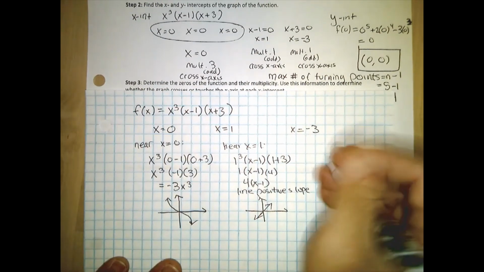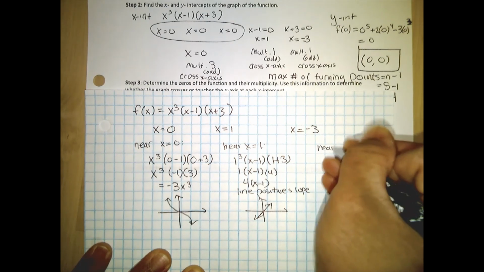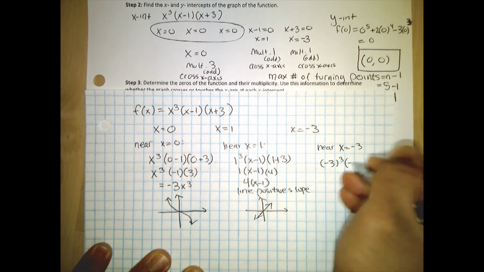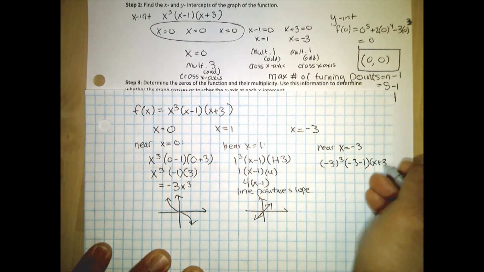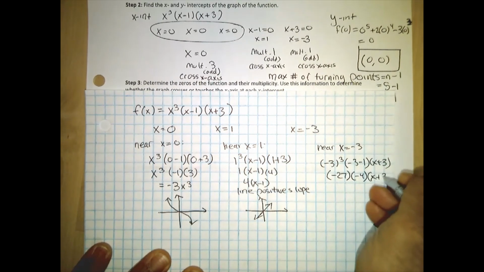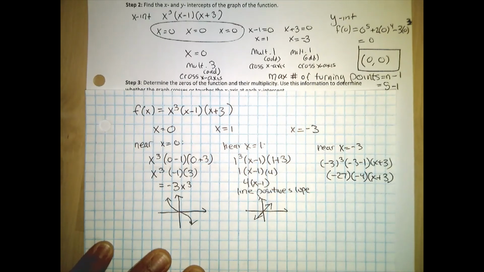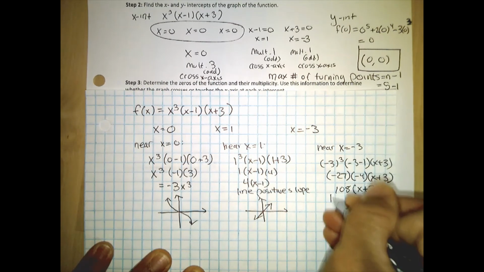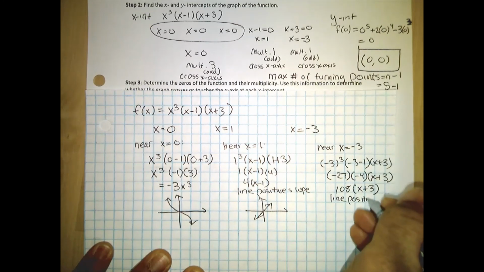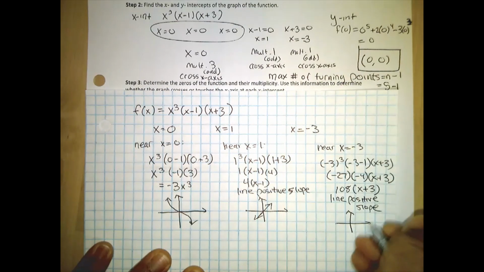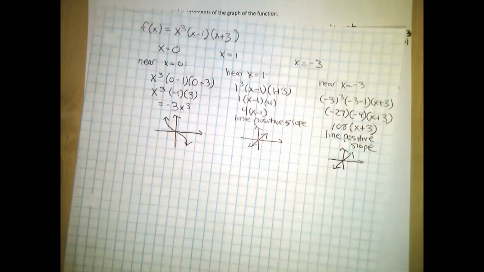Remember, these are just sketches here. And then near x equals negative 3, we have negative 3 to the third, negative 3 minus 1, x plus 3. So negative 27 times negative 4, x plus 3. Negative 27 times negative 4 is going to be 108 times x plus 3. So that will be a line with a positive slope. So again, I'm just going to sketch a line with a positive slope.